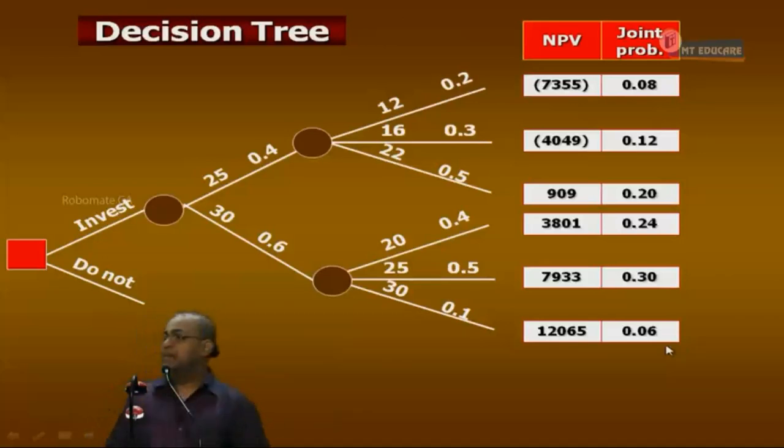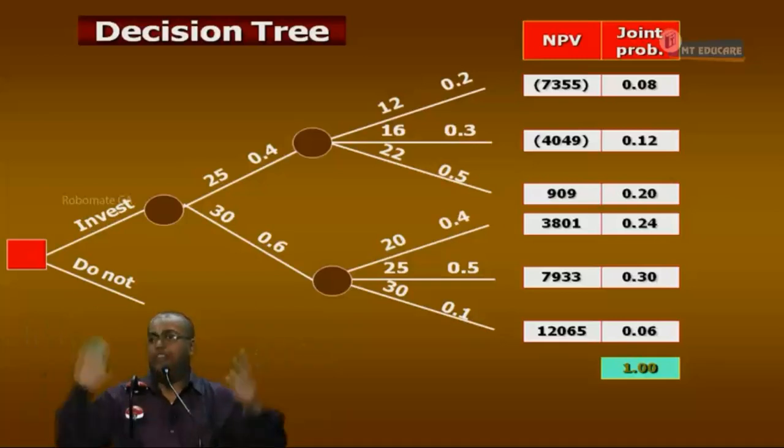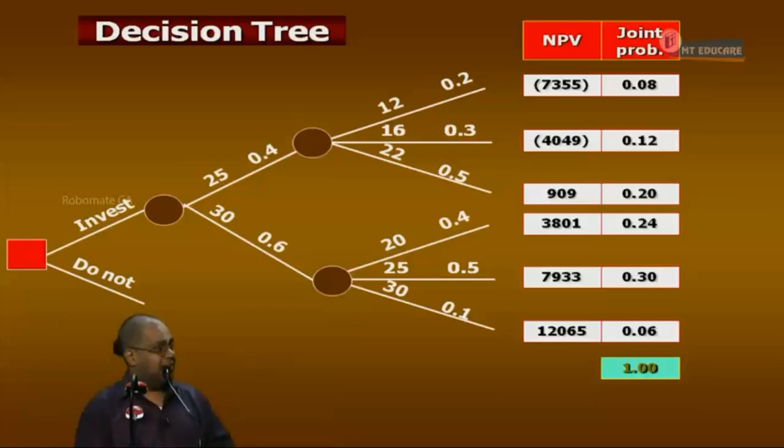Now, next, I ask you a question. You are doing this project. Will you expect an NPV of minus 7355? Will you expect an NPV of 12,065? No. Nobody will expect the extremes. Same as portfolio theory. All of us expect only the average. When I say average, can I add all the NPVs and divide by 6? No. It is the weighted average, because every NPV has its own probability. So the expected NPV means the average NPV, that is the weighted average NPV.